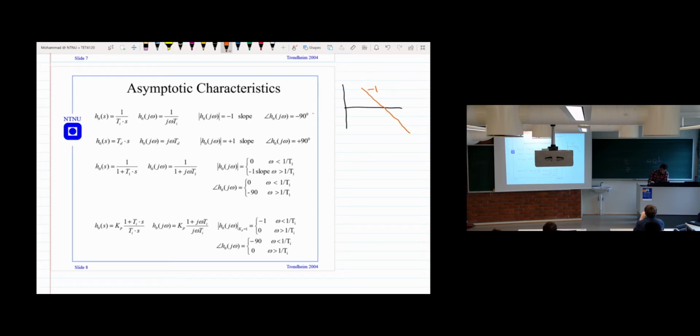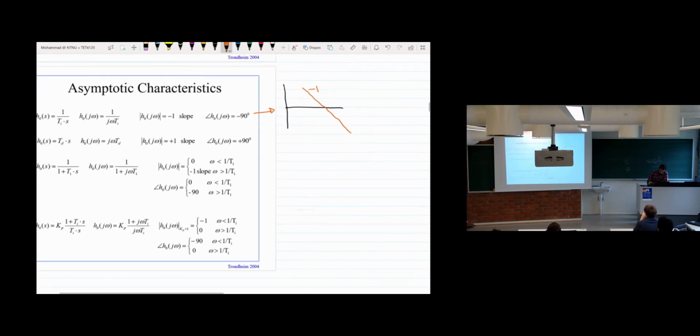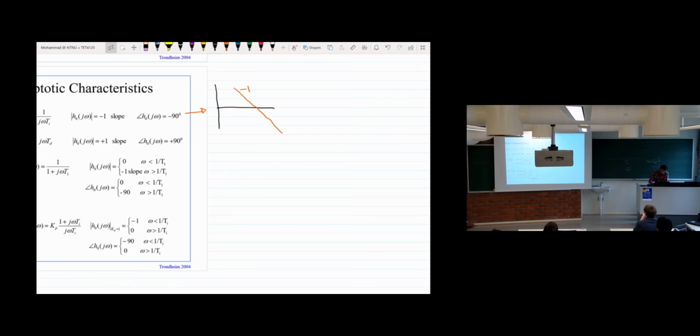So it's for this part. And if you look at the phase information, you will see the phase for this, which is -90 degree. It's for an integrator. It's only one integrator, and you will see the slope of this integrator, which is -1, and the phase is -90 degree.